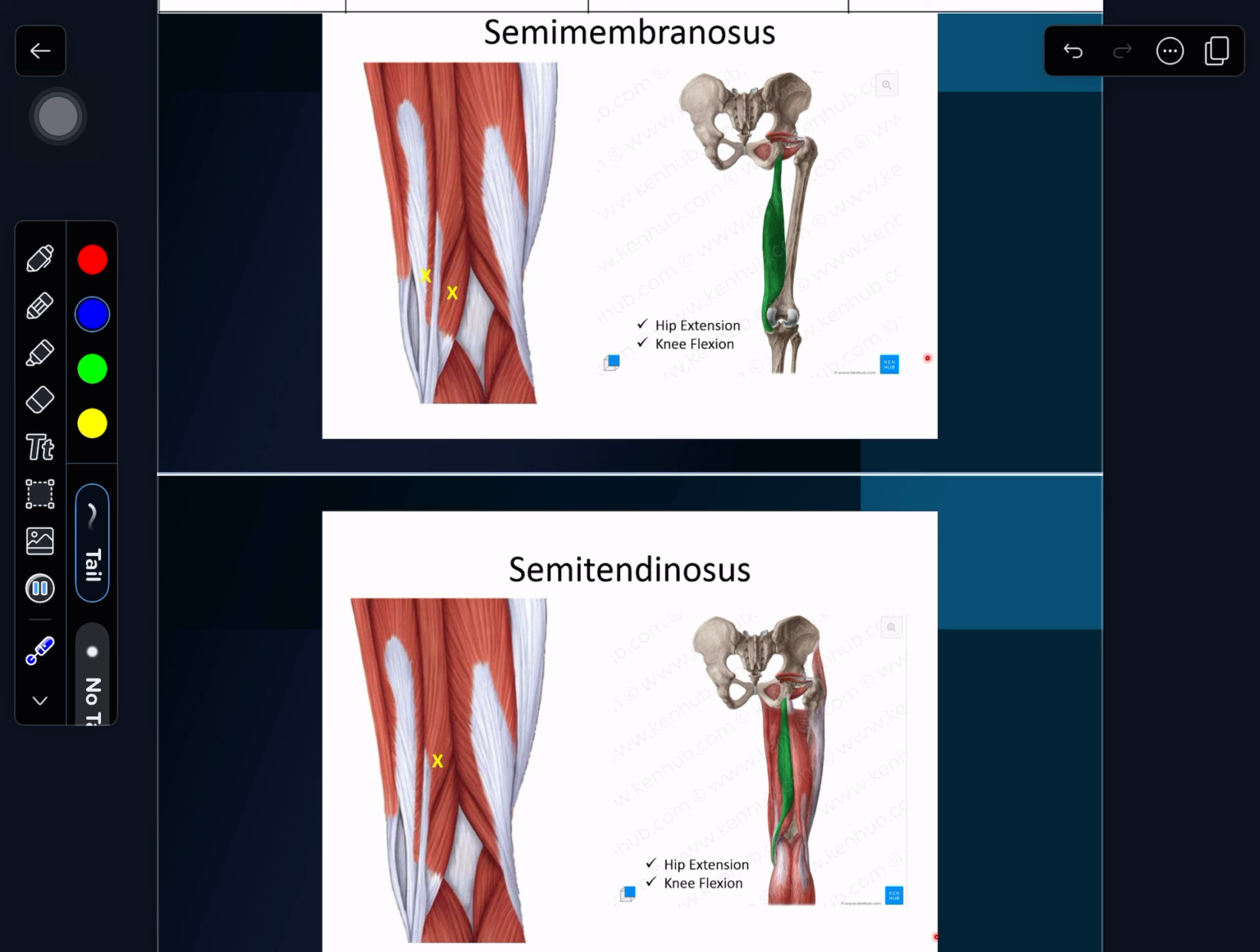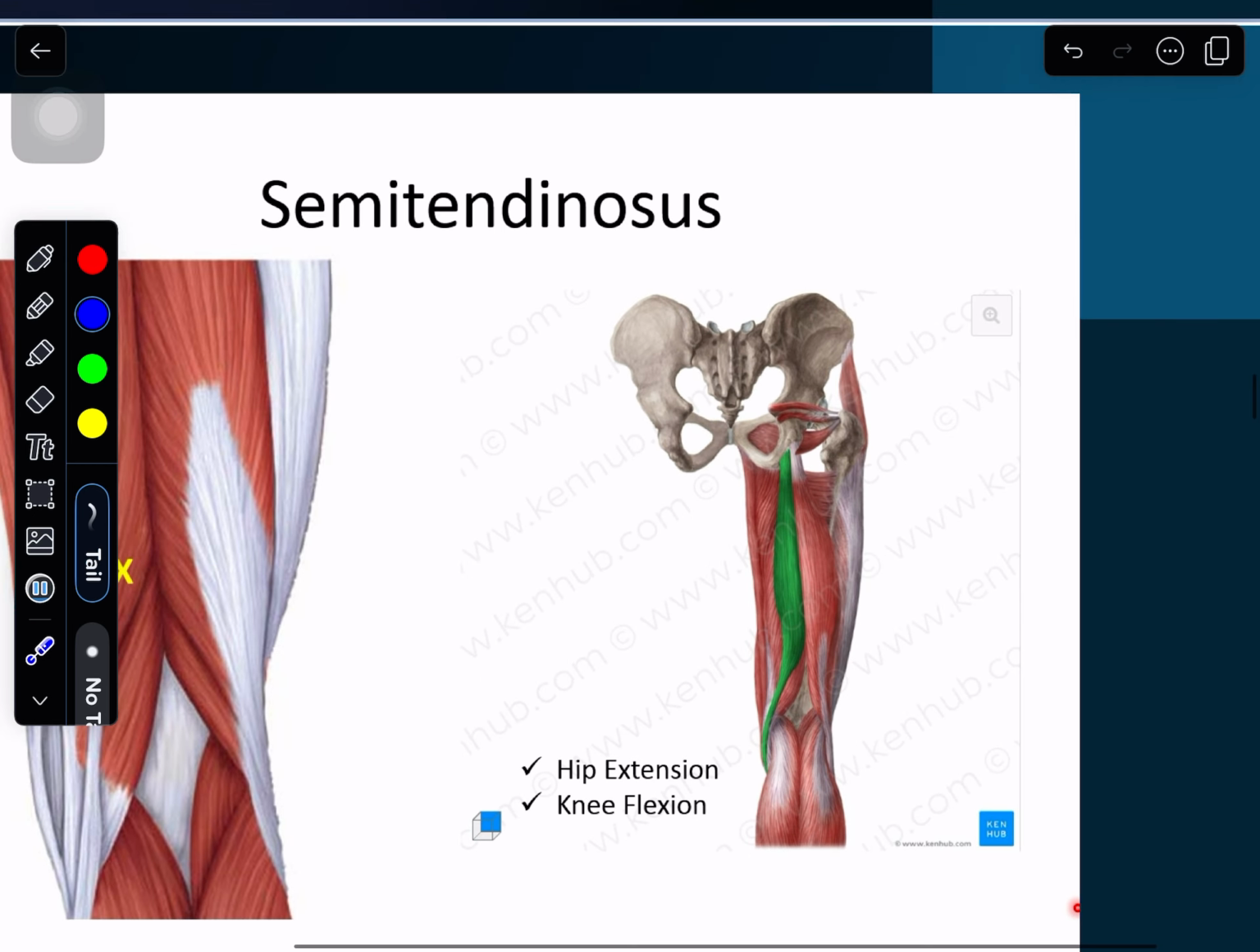And the way we're going to distinguish the two is by thinking of the semimembranosus, right? We're going to associate it with the word membrane, which is going to be more broad, more encapsulating, right? It's going to be wider, broader. A membrane is obviously wide and broad, as opposed to the semitendinosus, which we see over here, which is noticeably thinner, right? It has more of a tendon-like characteristic to it, right?